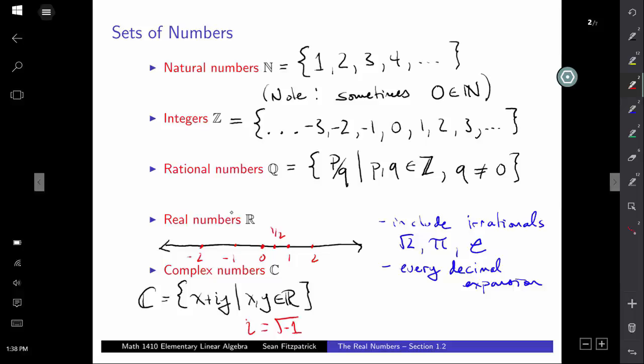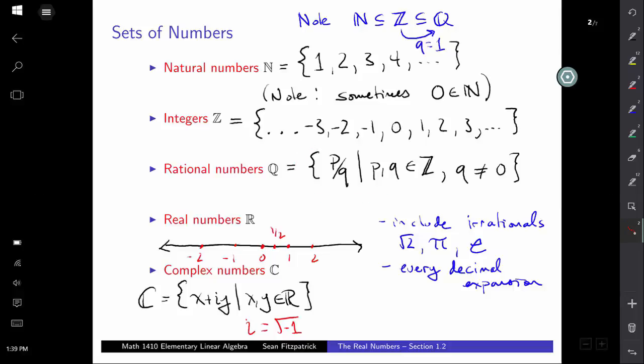You might note that using the subset notation from the previous video, the set of natural numbers is a subset of the integers, which in turn are a subset of the rational numbers, right? Because I can always set, this inclusion is given by putting q equal to 1 in this definition down here, right?